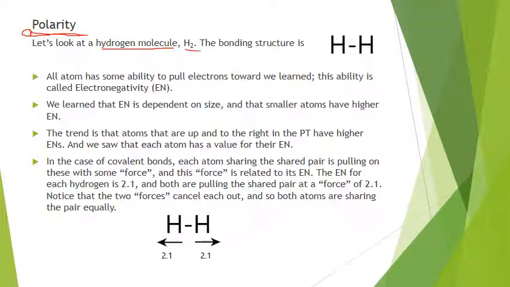So let's take a look at the hydrogen molecule H2. We know the bonding is right here. These atoms aren't just blocks of wood with no personality. Their personality is basically their electronegativity: how well they gain and lose electrons, or hang on to the electrons. We learned that electronegativity depends on size, and smaller atoms have higher electronegativities. And on the periodic table, the elements up here have higher electronegativity than those down here.